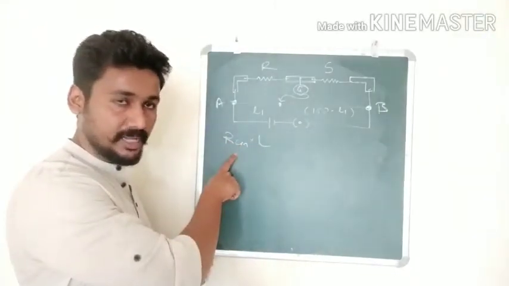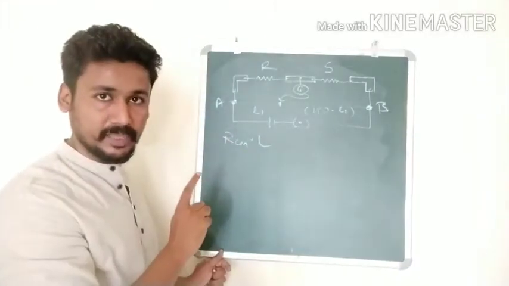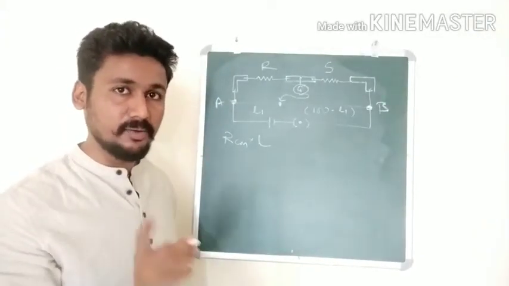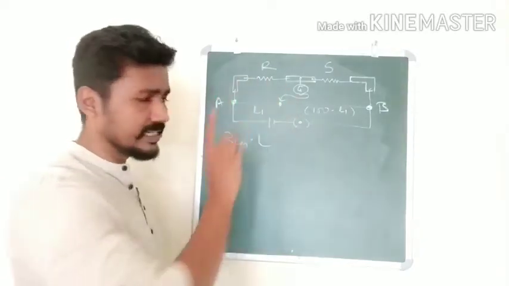Resistance per unit centimeter multiplied by the length in centimeter. Getting the idea? So this is the symbol we are going to use. Once again, this entire answer you will find in the notes. Now let us see the explanation.